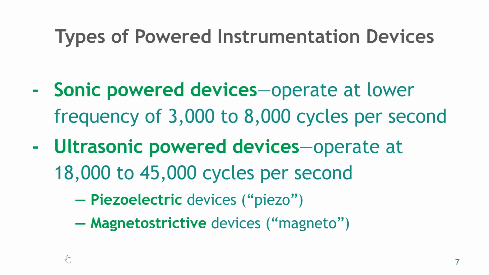Okay, so we have our sonic powered devices, which operate at a lower frequency, between 3,000 and 8,000 cycles per second. And then we have our ultrasonic powered devices, which operate at about 18,000 to 45,000 cycles per second. So under the ultrasonic powered devices, we have piezoelectric devices. You'll hear them called a piezo scaler. Then our magnetostrictive devices, which you'll hear called magneto, or that's your Cavitron.